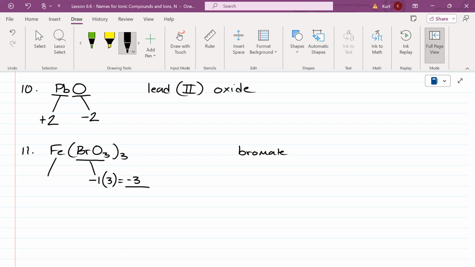Take a look at iron. There's just 1 iron. So what must that iron's charge be in order to cancel out the negative 3 from the 3 bromates? It must be positive 3. And so we're going to call it iron 3 bromate.